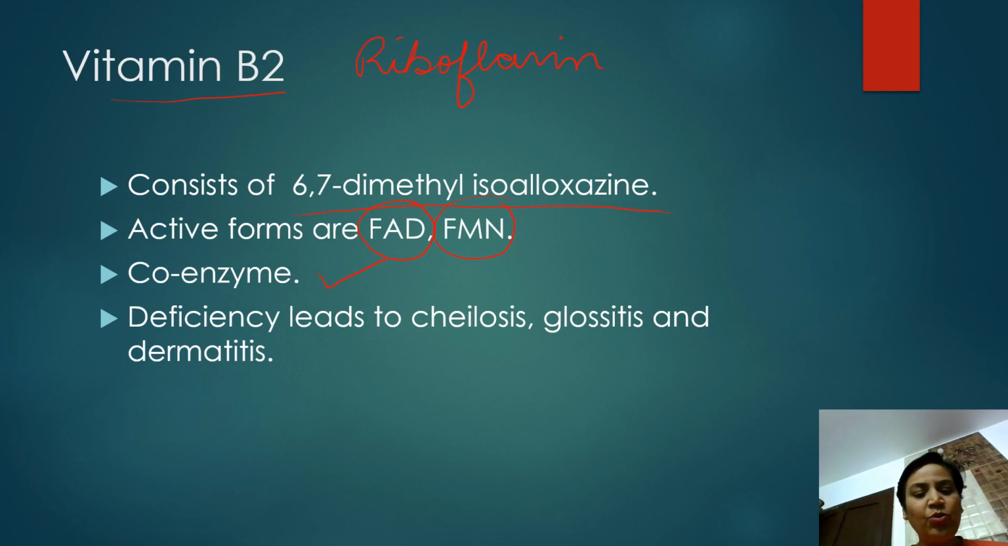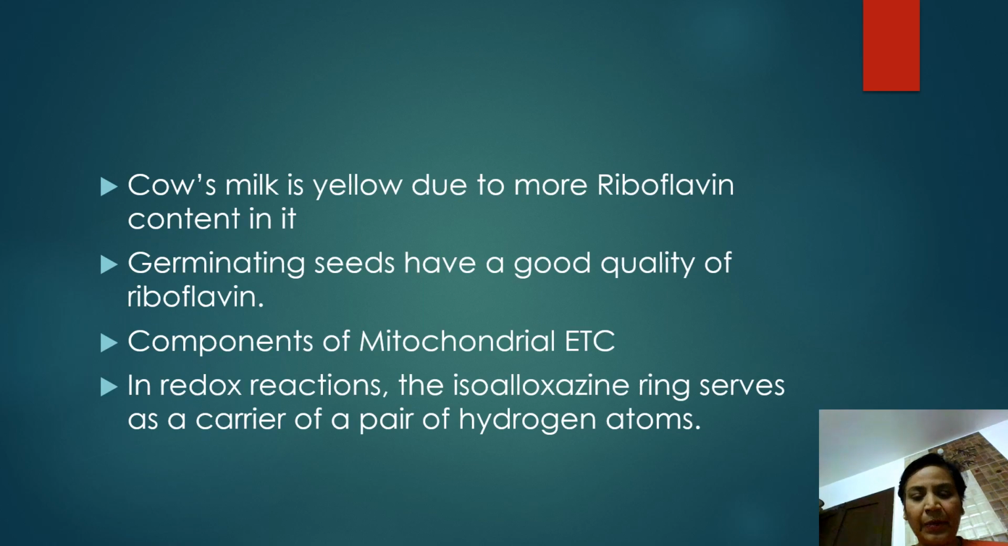The deficiency of B2 leads to cheilosis, glossitis, and dermatitis, which we are going to discuss in the later slides. Now see, you must have observed this thing. If we compare the color of cow's milk to that of buffalo's milk, you have seen that the color of the cow's milk is yellow, and it is said to be more proteinaceous in nature, full of protein. The reason behind this is that it has more of the vitamin B2 component in it.